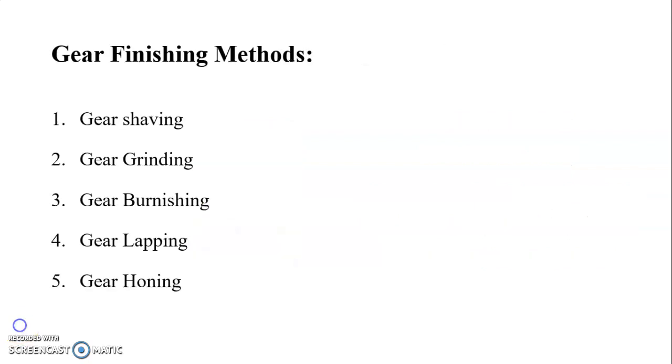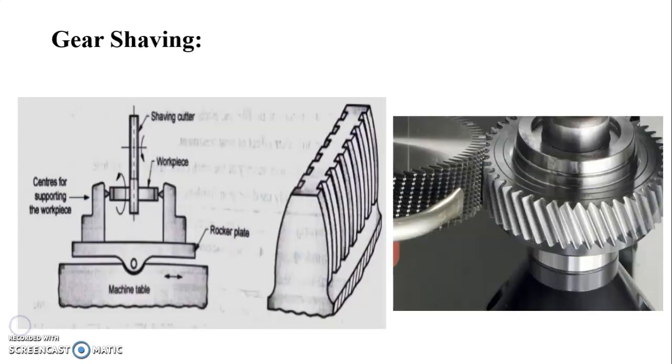In the next slide, there are different types of gear finishing methods: gear shaving, gear grinding, gear burnishing, gear lapping, and lastly gear honing. So we will see one by one. The first is gear shaving.